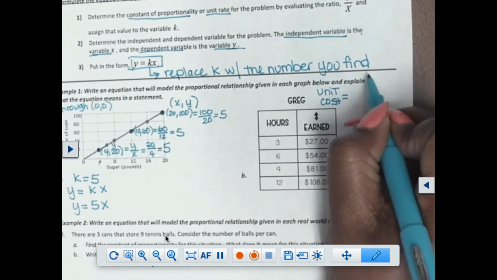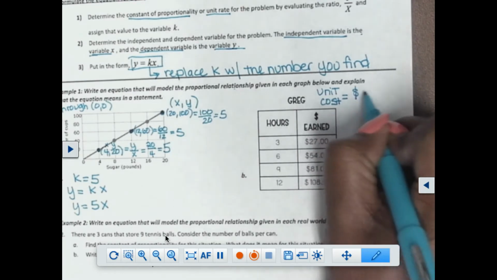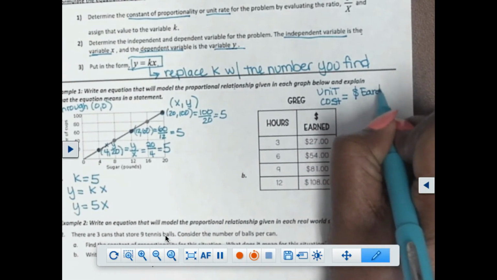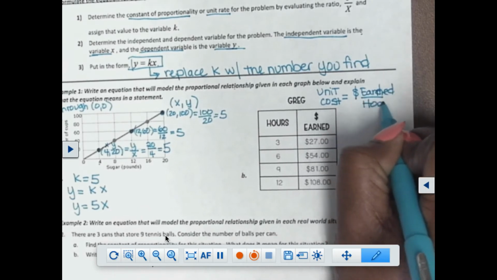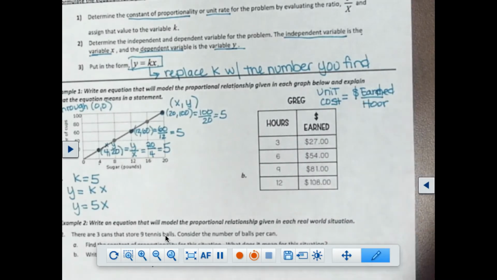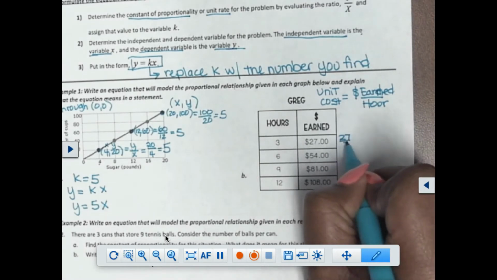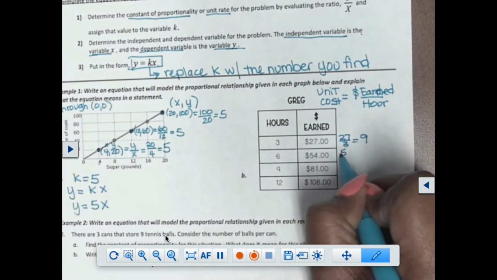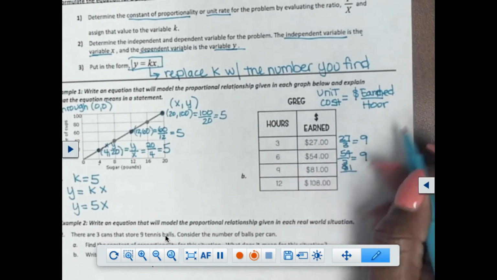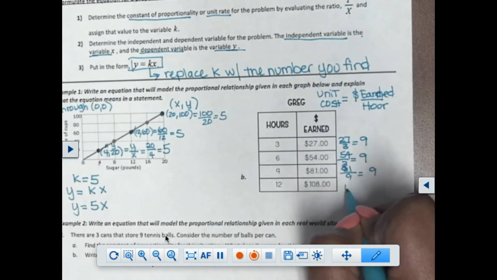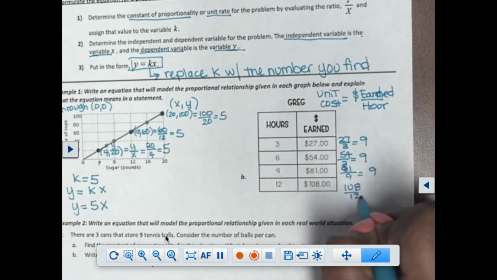So we know that it has to be money earned over the hours. Okay, so when I go to divide this, I'm going to divide 27 by 3, that's 9. 54 divided by 3, that's 9. 81 divided by 9, that's 9. And 108 divided by 12, that's 9.